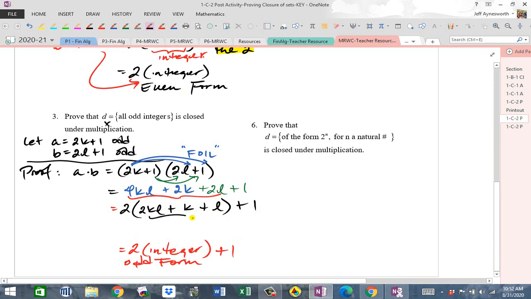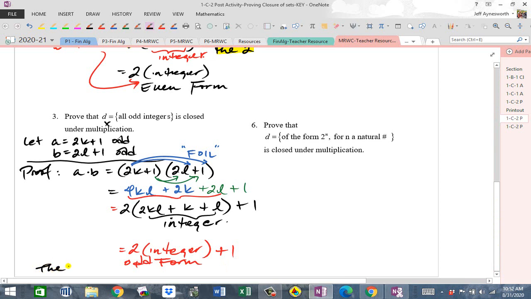And then the question is, is this stuff inside here an integer? 2 times an integer is an integer, plus another integer is an integer, plus another integer is an integer. So this is definitely an integer. So we have the form of an odd: 2 times some integer plus 1. That means that A times B must be odd.